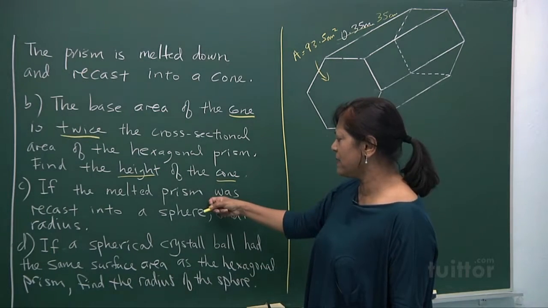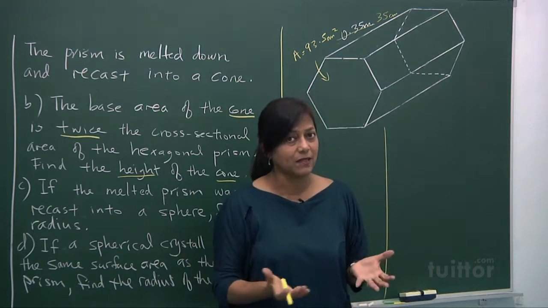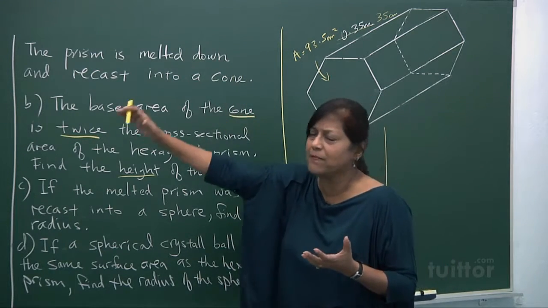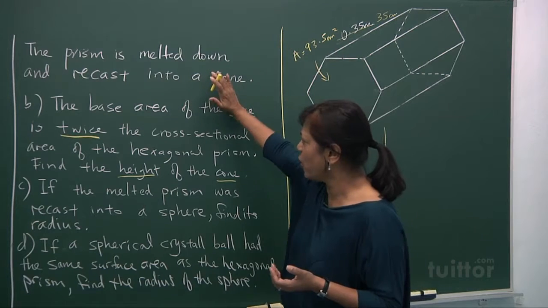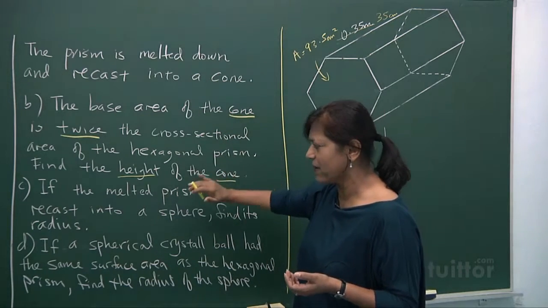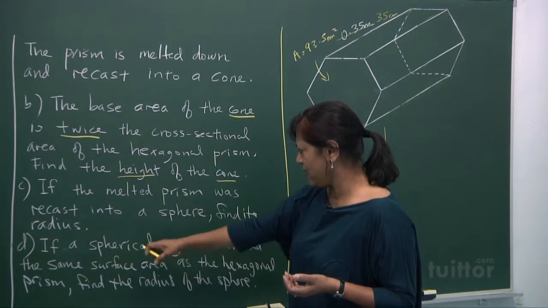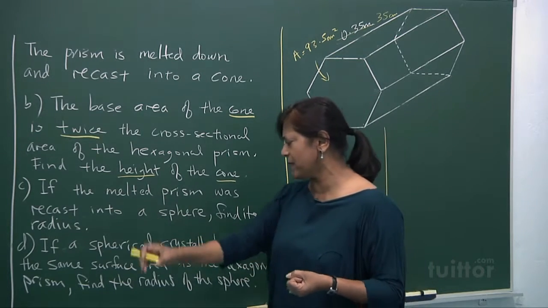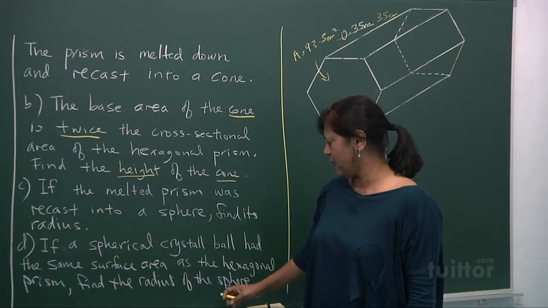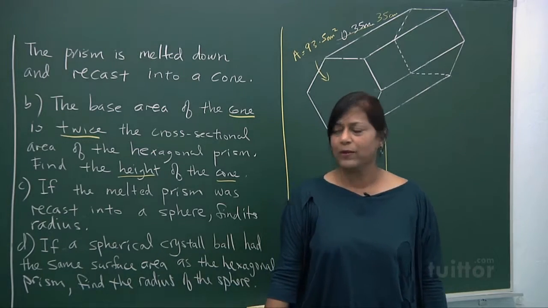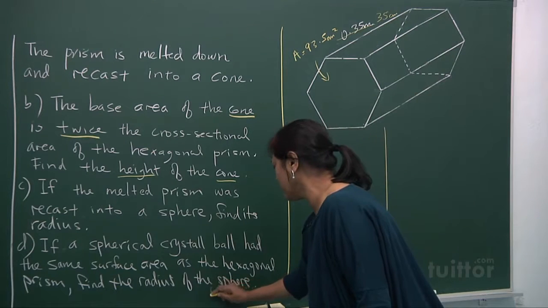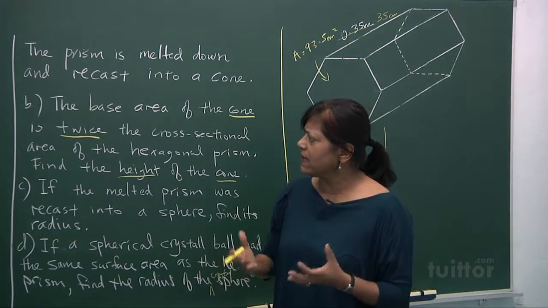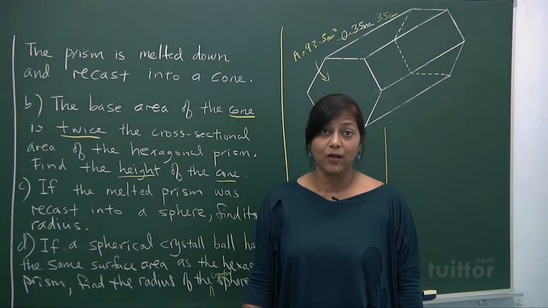Now, if the melted prism was recast into a sphere, what is the radius? So you see we're covering a prism which is hexagonal, moving to a cone, and then to a sphere. And the next part is, if the spherical crystal ball had the same surface area as the hexagonal prism, find the radius of the crystal sphere. Let me write down the crystal sphere so that you know what we are talking about. It's very encompassing. There's a lot to cover and a lot to learn.